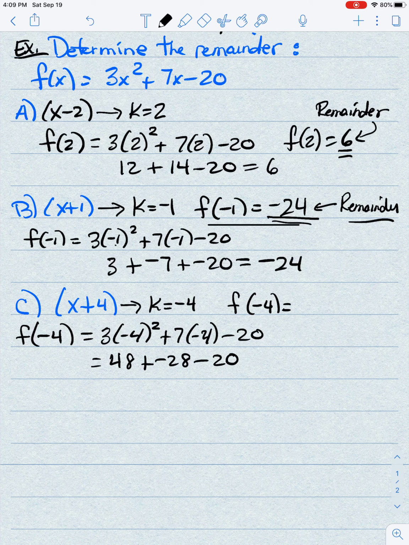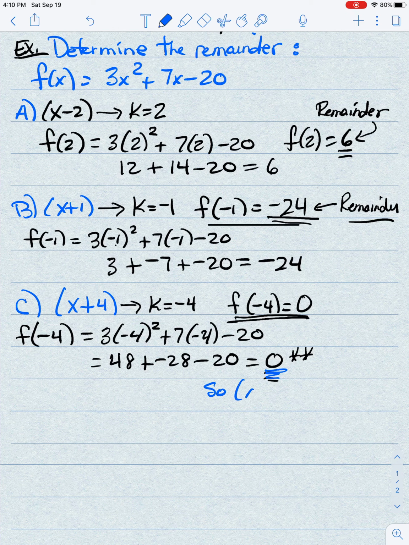Oh, hey, how about that one? That's going to come out to be 0. Okay, so this time f of negative 4 is 0. So this is like winner, winner, chicken dinner. What do we know now? All right, so we have a 0 for a remainder.